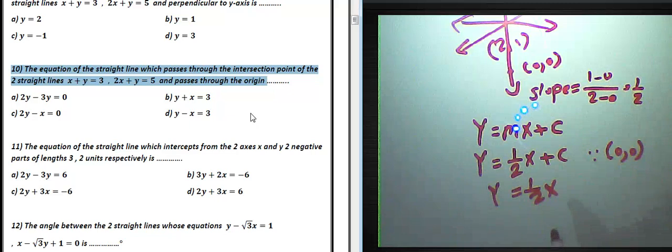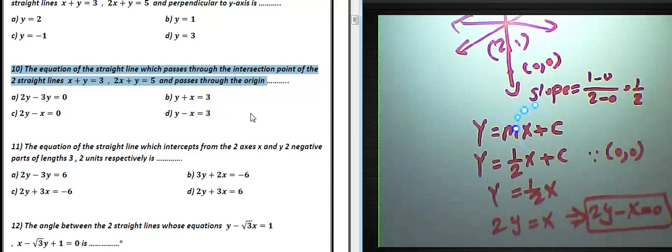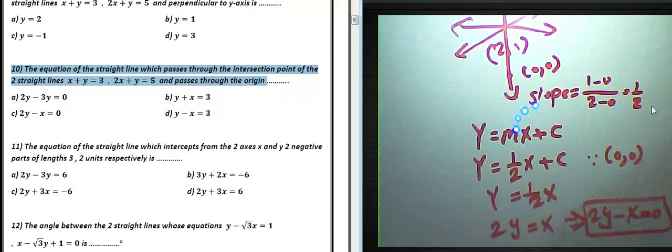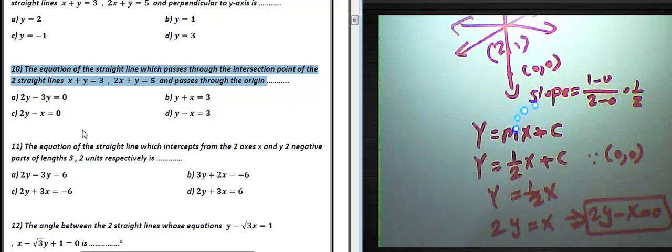We have in this number in these choices, but you can multiply by 2 on the left hand side and right hand side. It will be 2y equals x. 2y equals x, we can write it 2y minus x equals 0. The equation will be 2y minus x equals 0. Okay, my students? You must choose what? Choose letter C for this question.